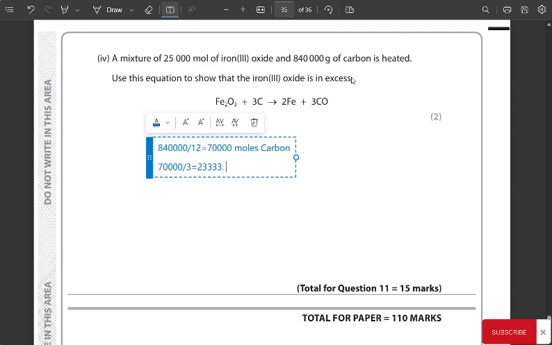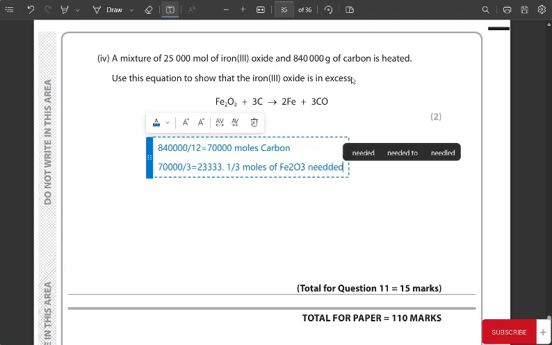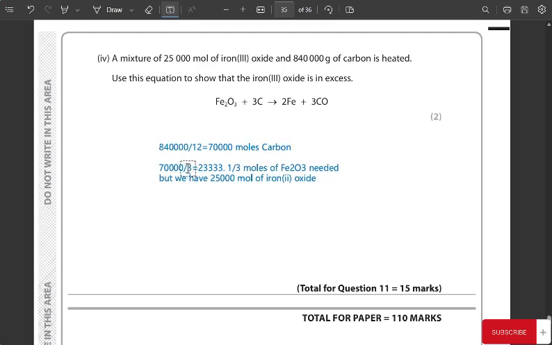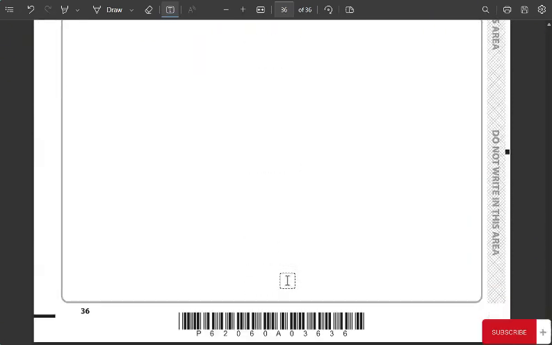For a fraction, we can use one third. Like, moles of iron(III) oxide needed. But we have 25,000 moles of iron(III) oxide. The reason why I divided by 3 is because of the ratio, and this is the end of the paper.